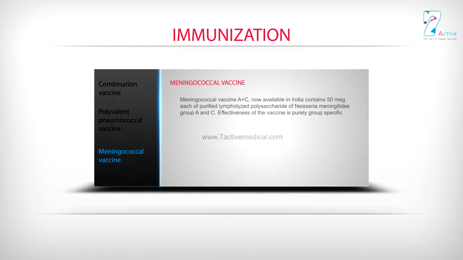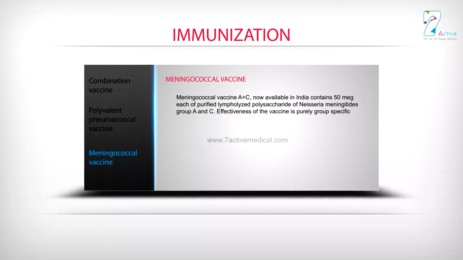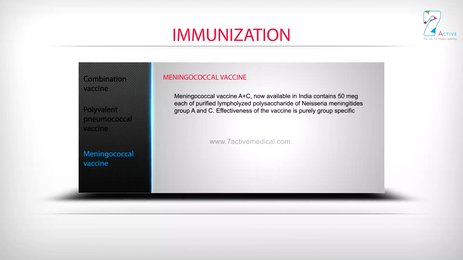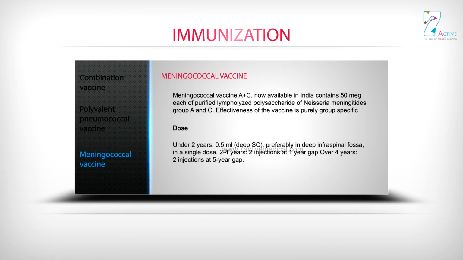Meningococcal Vaccine. Meningococcal Vaccine A plus C, now available in India, contains 50 mcg each of purified lyophilized polysaccharide of Neisseria meningitidis group A and C. Effectiveness of the vaccine is purely group specific. Dose. Under 2 years, 0.5 milliliter deep SC, preferably in deep infrascapular fossa, in a single dose. 2 to 4 years, 2 injections at 1 year gap. Over 4 years, 2 injections at 5 year gap.